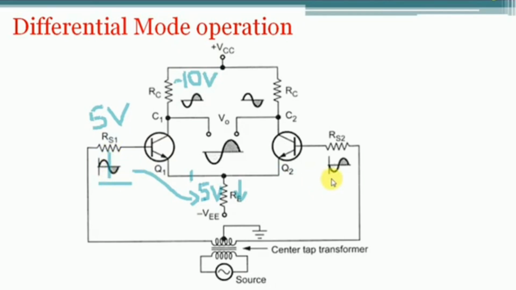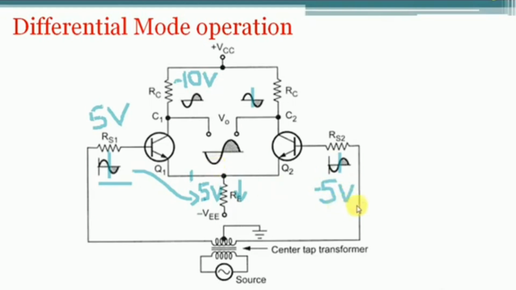Now let us see what happens whenever a negative going signal is applied at the transistor Q2. Due to the negative going signal at the base of transistor Q2, an amplified positive going signal will develop across the collector terminal of transistor Q2. Now an amplified signal will be present at the collector terminal.